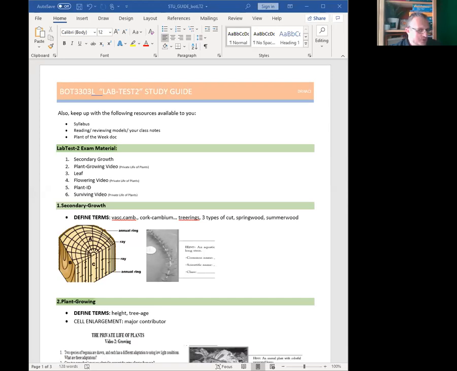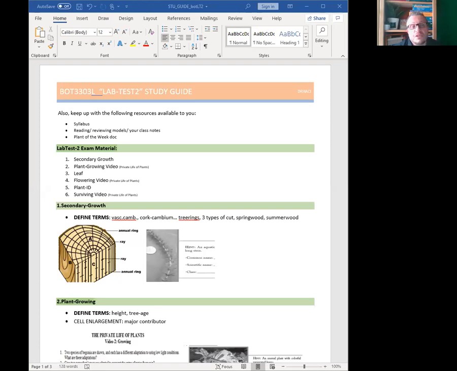So what I'm gonna do, I'm gonna just get started. This is a quick review guide for you to study for the coming test. Read through it and make sure that you also check with your syllabus, your reading, reviewing models in your class notes, lab notes, and plan of the week document for complete studying.